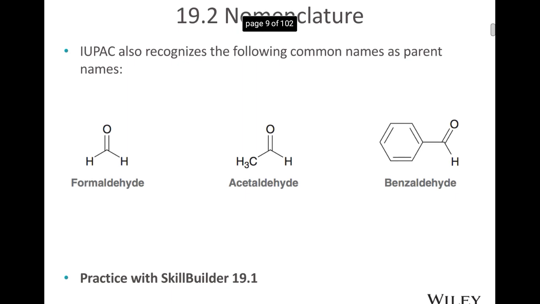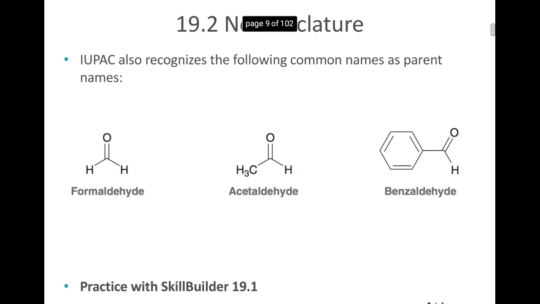Anyhow, this is kind of a fun part here. It says IUPAC also recognizes the common names as parent names. So going off what I said about aldehydes, if I had an aldehyde with 1 carbon, well, if I have a 1-carbon alkane, it's methane. So the IUPAC name, the systematic name for this compound, would be methanal, but we give it a common name, which is formaldehyde.